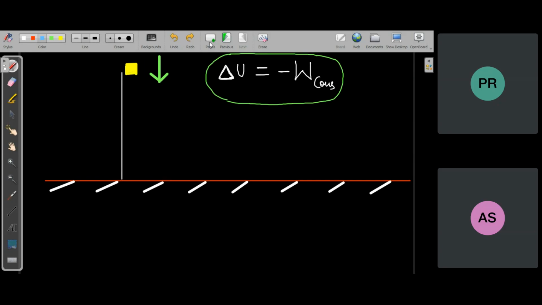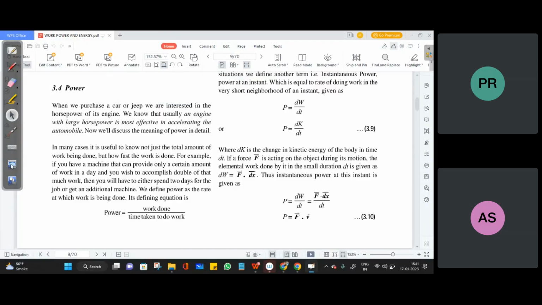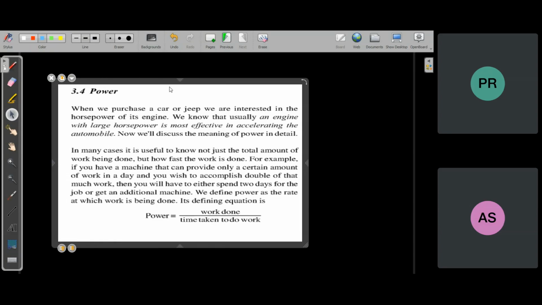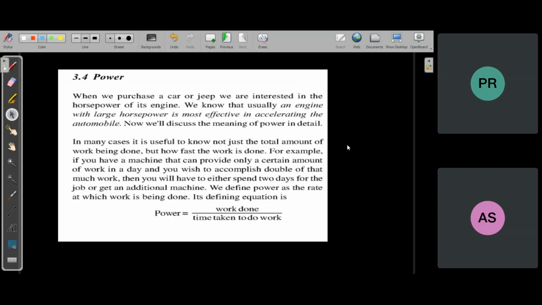Okay. So now let's talk about the power. Power you already know is nothing but the rate of doing work. That work is being done at what rate? At what rate means how much work is done in how much time? Means work done per unit time. That you can define as the average power. So average power is simply total work done by total time taken. That will give you the average power.